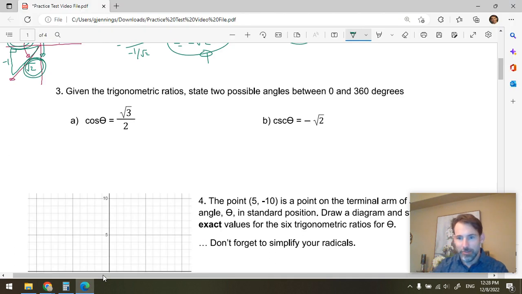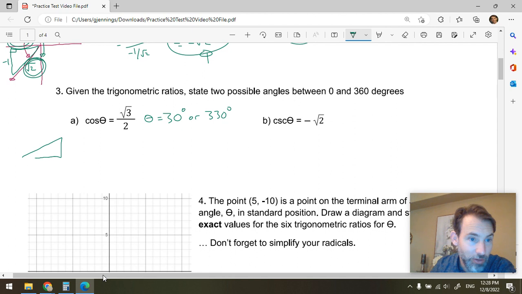Okay, but maybe you didn't prepare a unit circle, so you couldn't just say theta equals 30 degrees or 330 degrees. Maybe you didn't have your unit circle ready. So what you can do is visualize. I know that if I have this triangle here, 30 degrees, then that would be 2, that would be root 3, and that would be 1. So that gives me a trigonometric ratio of cosine 30 degrees is equal to root 3 over 2. So therefore, theta could be 30 degrees.